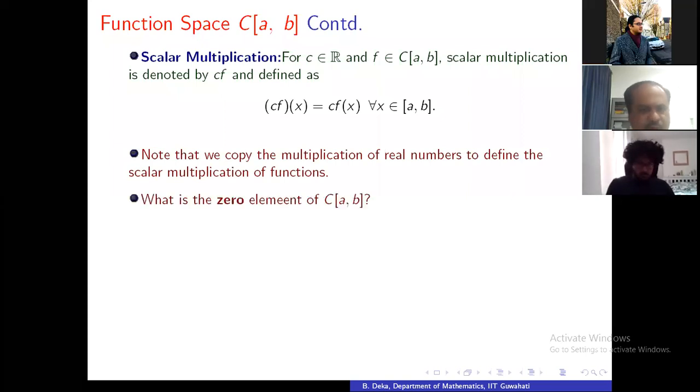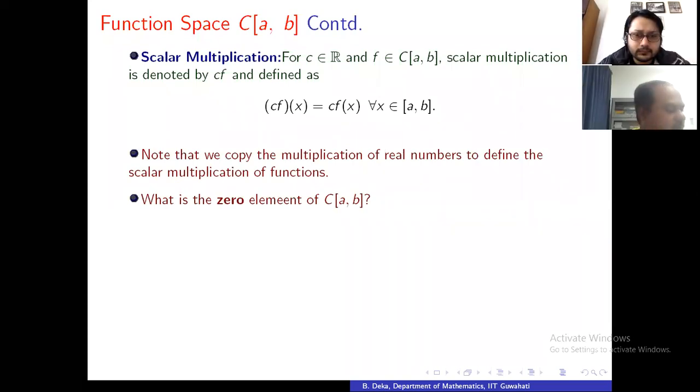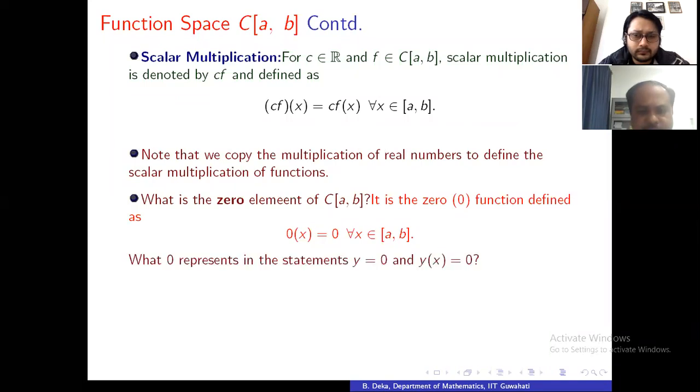What structure can you talk about? You can talk about the zero element of C[a,b], and naturally the zero element will be the zero function. What is the zero function? 0(x) = 0 for all x belonging to [a,b]. One can see that there are two zeros: one is 0(x), and the other is the 0 on the right-hand side. So when you write y = 0 and y(x) = 0, there is a difference. y = 0 means y is the zero function, and y(x) = 0 tells you the value of y at x is a real number, equal to 0.